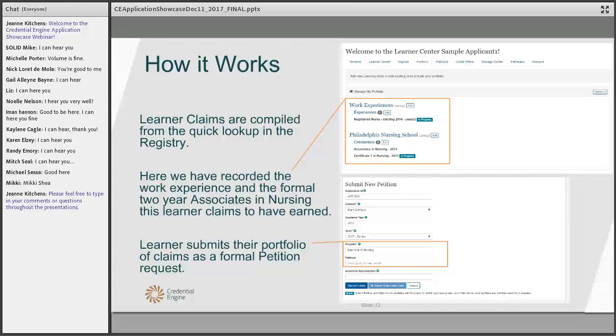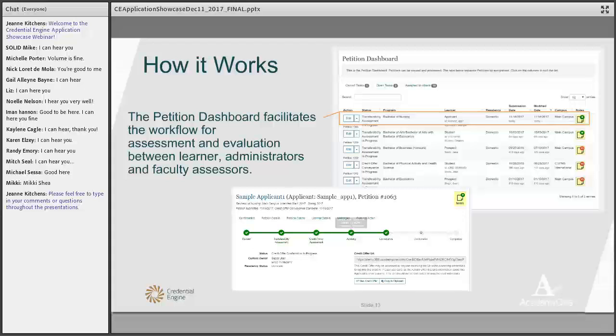In the process of building their little portfolio, they can put their work experience in, they can put their degrees in, they can even put the subject courses that they have taken in as well. Because in the registry, that information will be accessible to us so that we could pull it without us having to key it in. Once they're complete, the learner would then submit their petition for assessment.